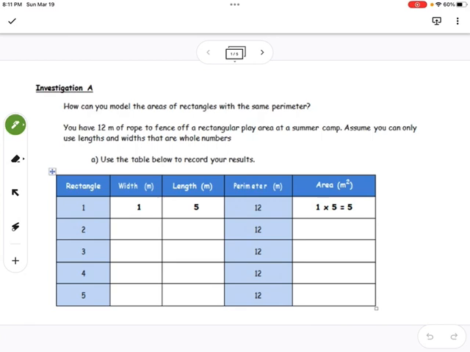So, looking at this first one, how can you model the areas of rectangles with the same perimeter? You have 12 meters of rope to fence off a rectangular play area at a summer camp. Assume you can only use lengths and widths that are whole numbers. So we know we have a rectangle with a length and width.